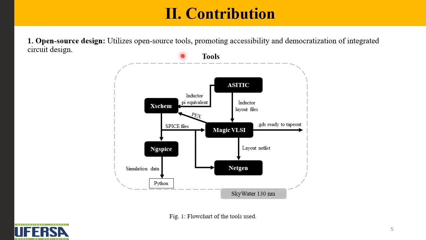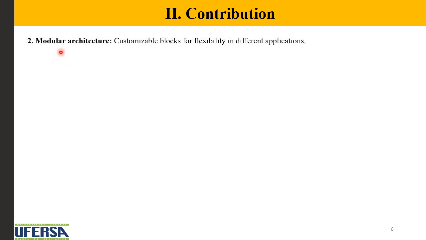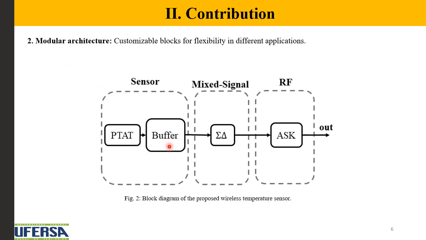About the open source design, here is the flow used, just open source tools and the SkyWater 130 nanometer open PDK and some post-processing with Python. The sensor is composed of the PTAT and the buffer, to generate the DC signal referring to the temperature. This DC signal is converted to a digital signal by this sigma delta modulator, and this digital signal is converted to an RF signal with the ASK modulator.